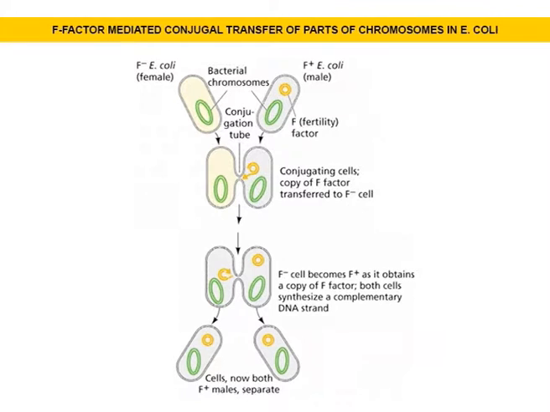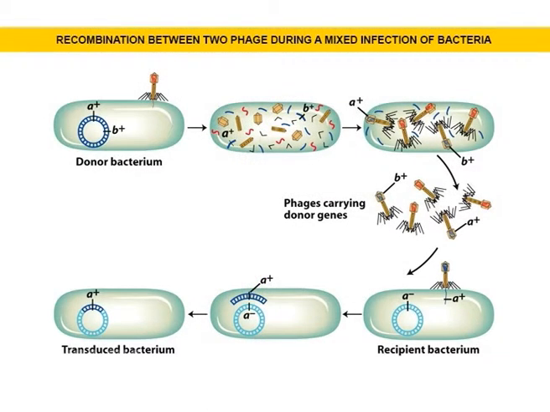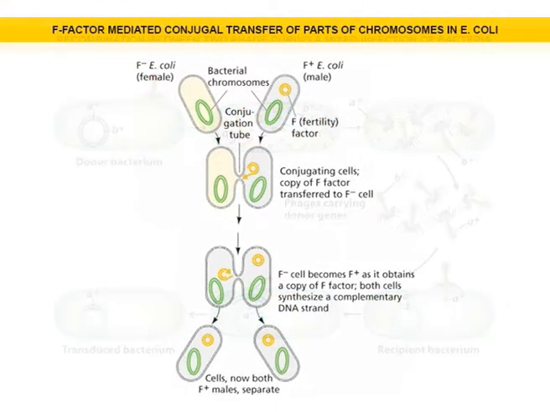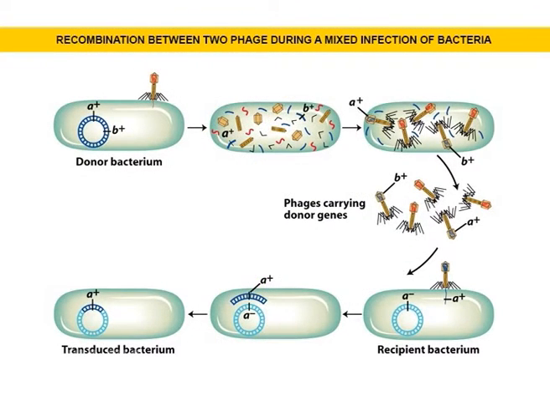General recombination also occurs in non-sexual organisms when two copies of a chromosome are present. Examples are recombination during F factor mediated conjugal transfer of parts of chromosomes in E. coli, and recombination between two phage during a mixed infection of bacteria. As you can see in the following figures, the F factor mediated conjugal transfer of parts of chromosomes in E. coli can be seen. In the following figure, recombination between two phage during a mixed infection of bacteria.